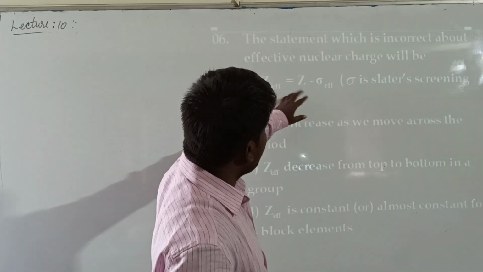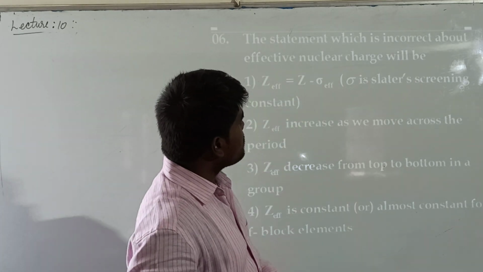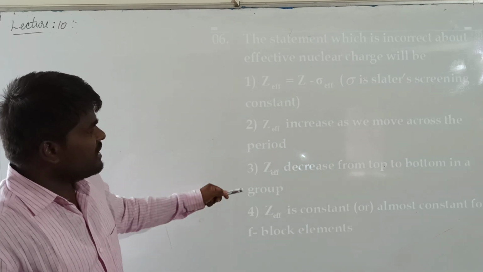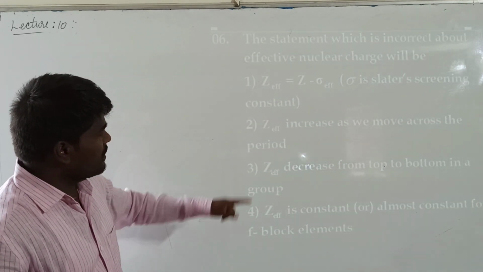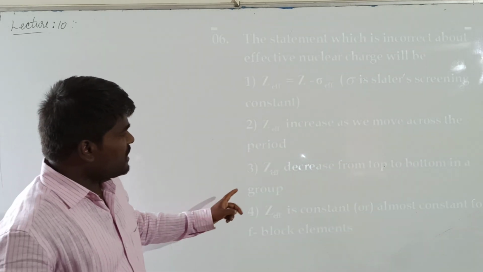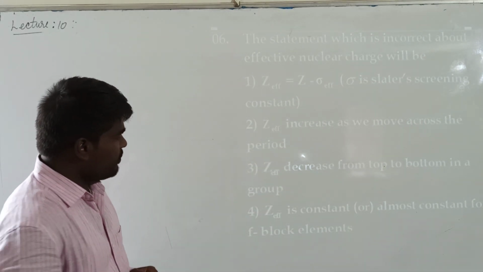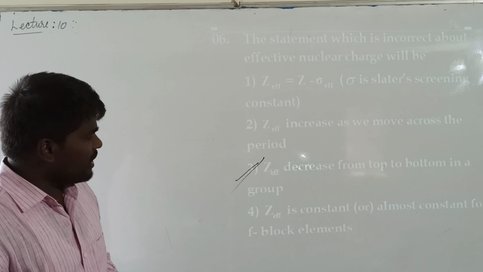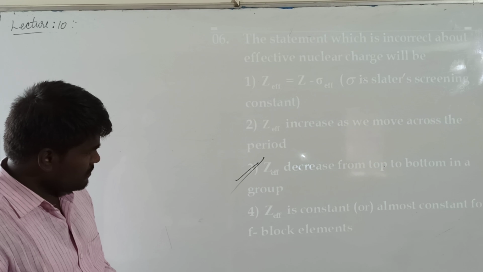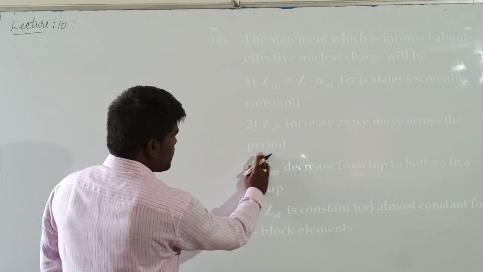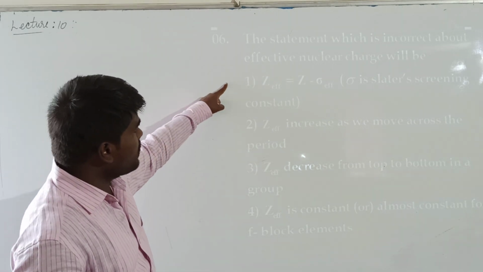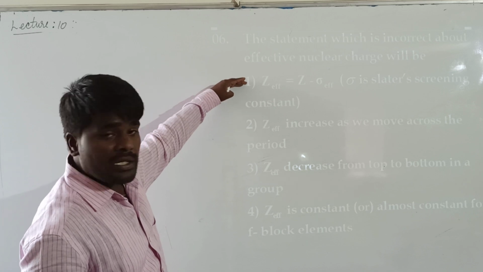Z effective is Z minus sigma effective, where sigma is Slater's constant. This is the right statement. Z effective increases as you move across the period. This is also correct. Z effective decreases from top to bottom in a group. This is also a correct statement. Z effective actually decreases down the group. Sorry, the first three statements are correct.